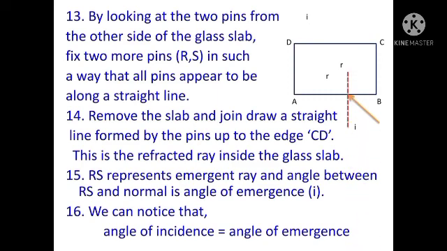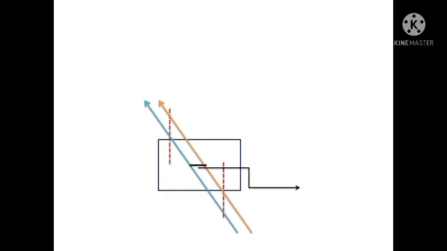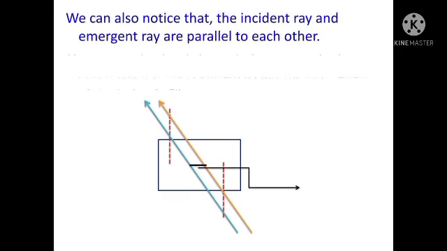Here you can see this is the normal and this is the incident ray, and the angle is the angle of incidence. Now we have to fix two pins on this incident ray and see them through the other side, and two more pins are fixed, and RS is the emergent ray. And you can see the angle of incidence is equal to the angle of emergence. So here the distance between the incident ray and the emergent ray is said to be the lateral shift.